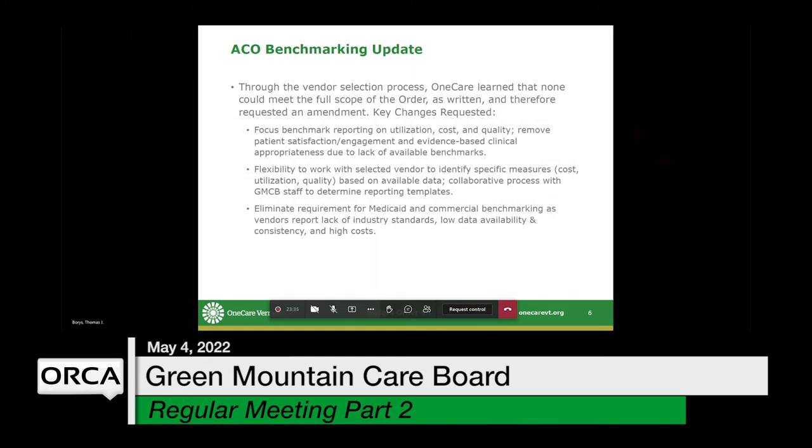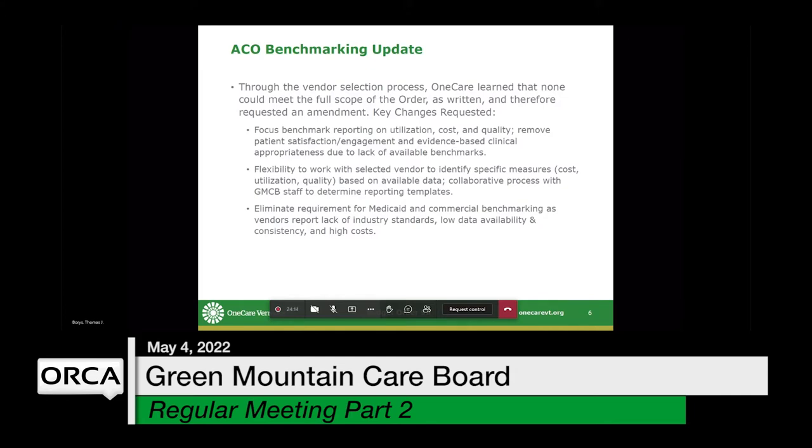As mentioned earlier in the meeting today, we have submitted a request to amend that budget order, and I wanted to speak to why a little bit. Really, at the very top, the intent of the budget order amendment request is to ensure that we can comply, and we've learned quite a bit through the process thus far. First is we've asked that the focus of the benchmark reporting remain on utilization, cost, and quality. Those domains are relatively rote in our healthcare world, and there are data available. What has been challenging, we've learned, is patient satisfaction, engagement, and evidence-based clinical appropriateness.